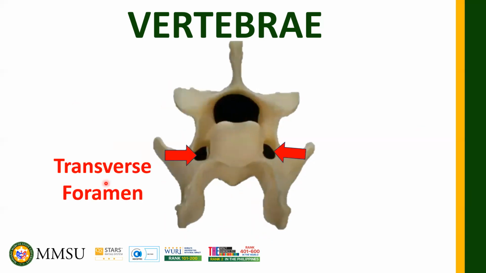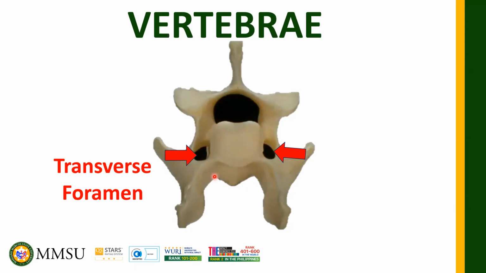Then we have the transverse foramen. This is usually found doon sa cervical or neck region ng certain animals natin. So opening din to or canal that is located on the sides of the cervical vertebrae, typically in the region where the vertebral artery passes through. Okay? So ang pinaka-function naman niya nito is for the provision of a protective passageway for important blood vessels, particularly the vertebral artery. So ano ba tong vertebral artery?